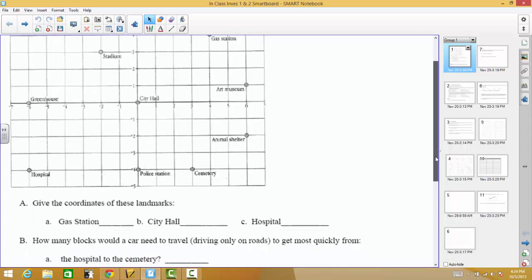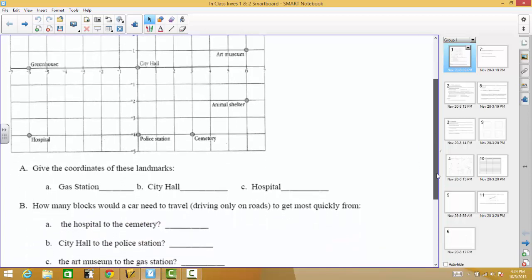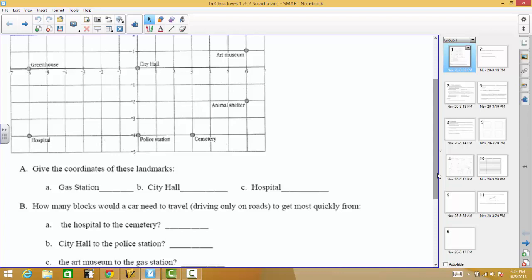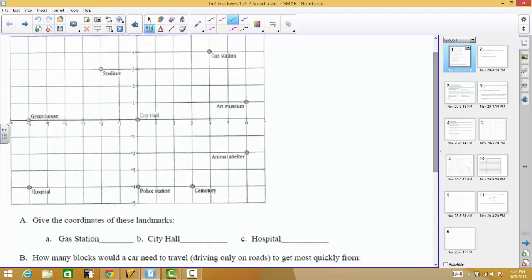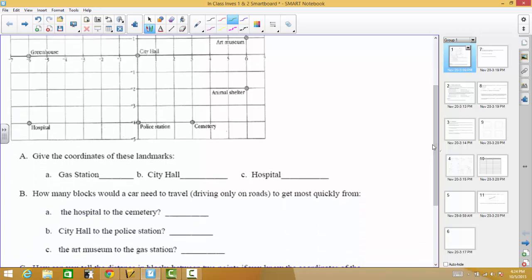Now you have this map, and you will need that quite a bit in the first couple days. The first part is review. It says give the coordinates of these landmarks. So you're going to look for the gas station, and the gas station is right here. To write an ordered pair coordinate, you go over. So we're going over 4, up 4. So this one you really can't mess up because it is 4, 4.